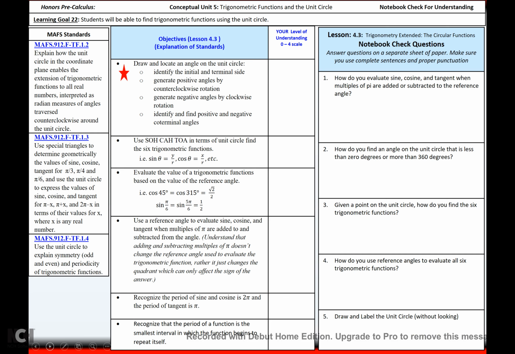Alright, so can you draw and locate an angle on the unit circle? Identify the initial and terminal side. Generate positive angles by counterclockwise, negative angles by clockwise, and identify positive and negative coterminal angles. Okay, well, we were talking about initial and terminal sides. We didn't really answer any of these, but, yeah.